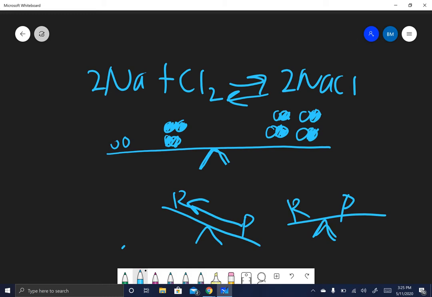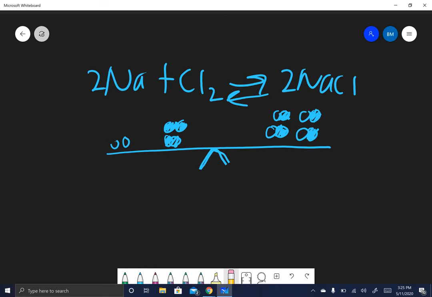So again, if you remove the concentration, remove Na, it's going to shift to kind of fill in what you just took, right? So if we remove Na, then it would shift left. And shifting left means you're going to make more reactants and you're going to use up your products.